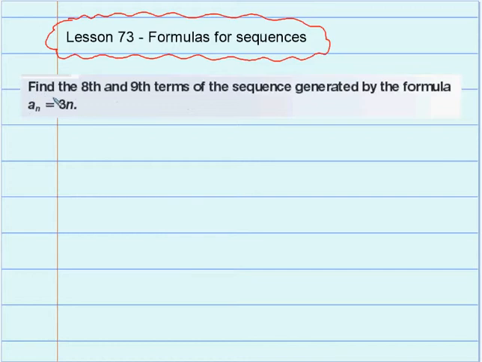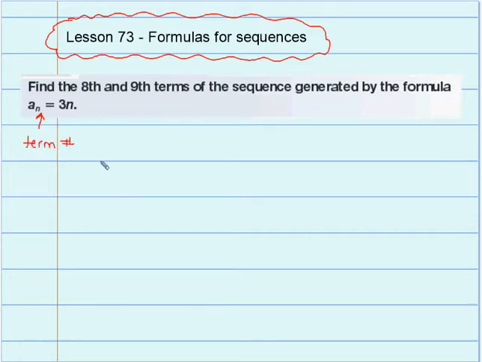Here's an example. We're going to find the 8th and 9th terms of the sequence generated by the formula a sub n equals 3n. And remember when we're talking about sequences that we have a position number or the term number, and we have the value associated with it. And this little n here is going to be the term number.